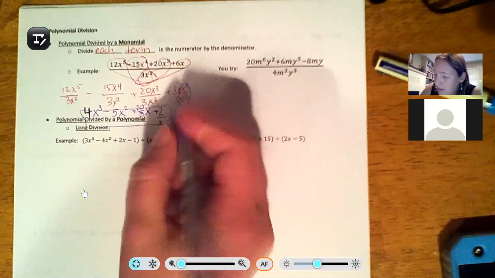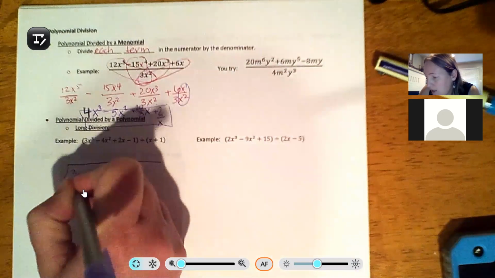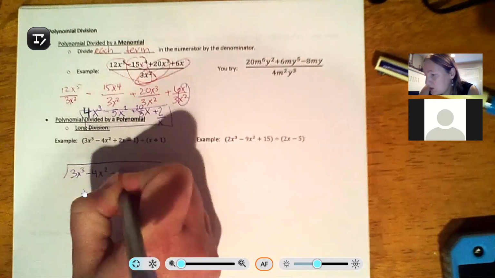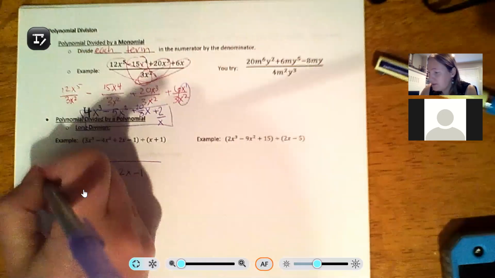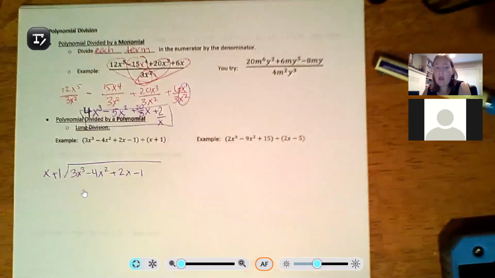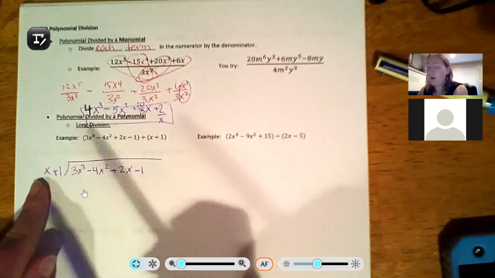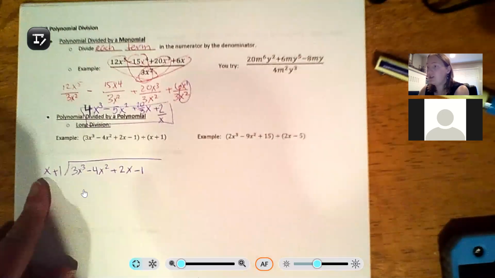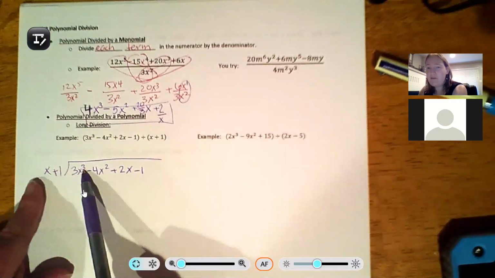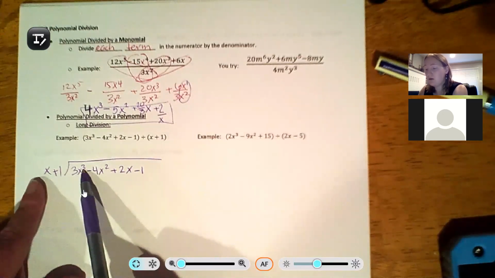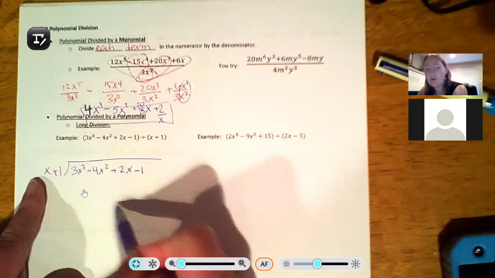And so you set it up like normal long division. 3x to the 3rd minus 4x squared plus 2x minus 1. And your divisor out here, how many times is this going into it? And so then you start the process like you do with normal long division, except instead of digits, it's terms. So how many times does x go into 3x to the 3rd? That's kind of a weird question. We're not so used to that phrasing, but basically we're trying to whittle this down until we have a remainder.